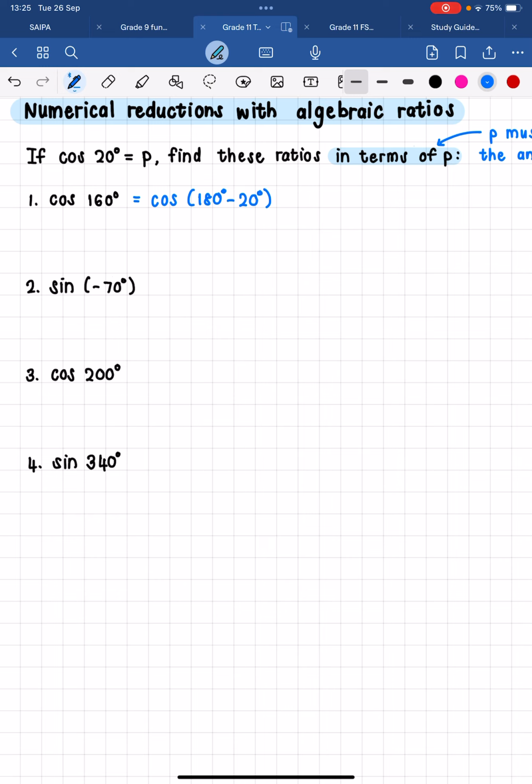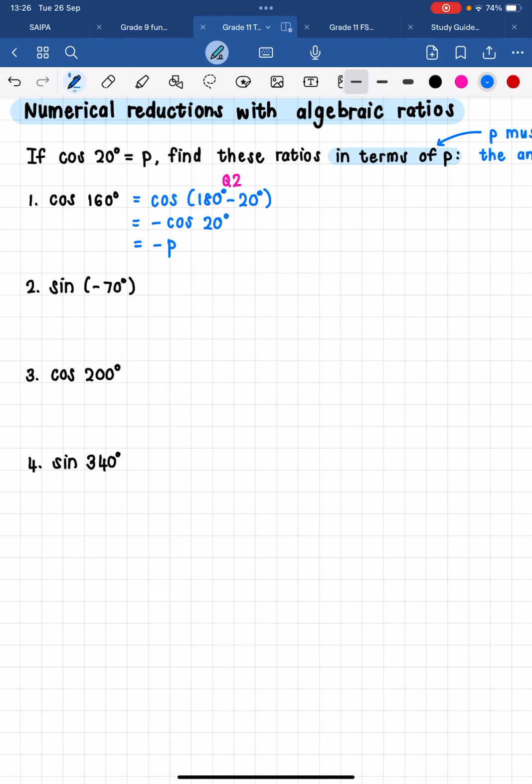It's like those questions that we did last week where you have cos of 135. We said let's write that as cos of 180 minus 45, right? So that we can use our special triangle. Now here we're going to say that this is in quadrant 2. And what is cos in the second quadrant? Negative. All right, so negative cos 20. Now, if cos 20 is P, negative cos 20 is going to be negative P.